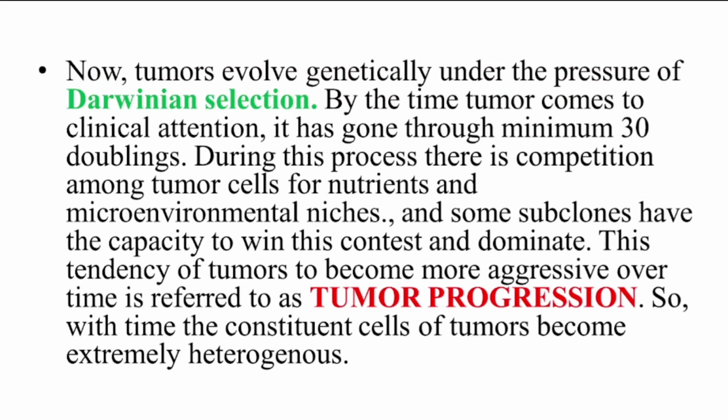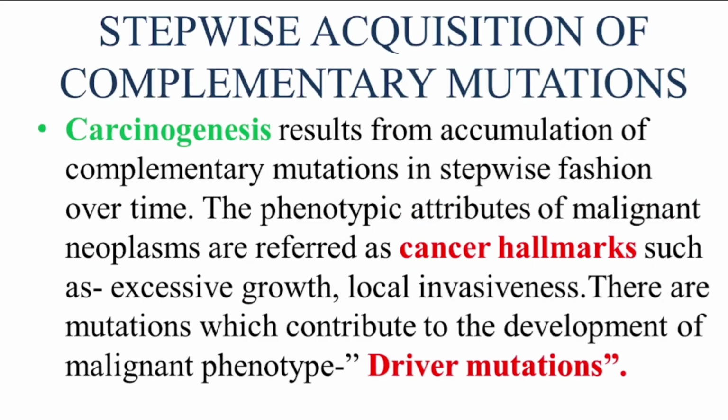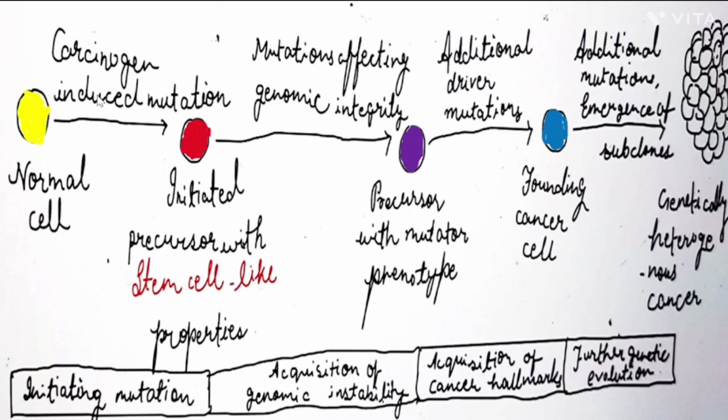Let's revisit that summary diagram. A normal cell is exposed to a carcinogen, and this induces mutation, and an initiated precursor cell with stem cell-like properties is formed. Then mutations affecting genomic integrity are acquired and a precursor with mutator phenotype is formed. Now this will acquire additional driver mutations and a founding cancer cell will be formed, which will acquire additional mutations, and there will be emergence of subclones, and under Darwinian selection pressure, the cells will evolve to form a genetically heterogeneous cancer.